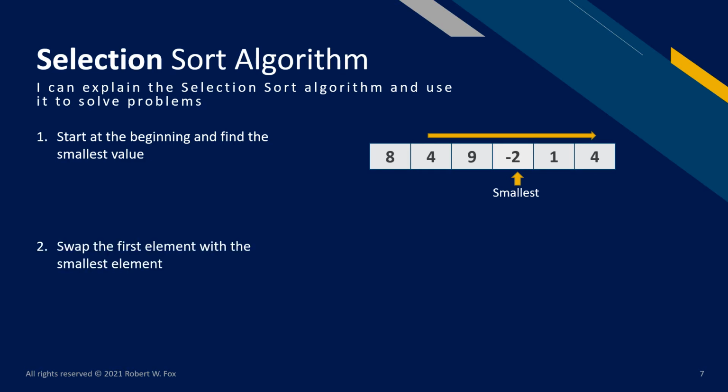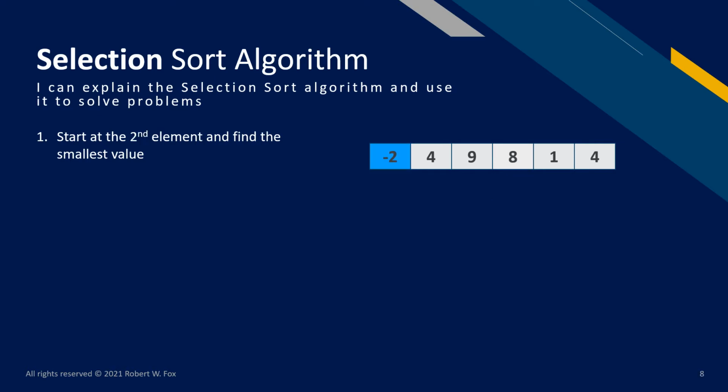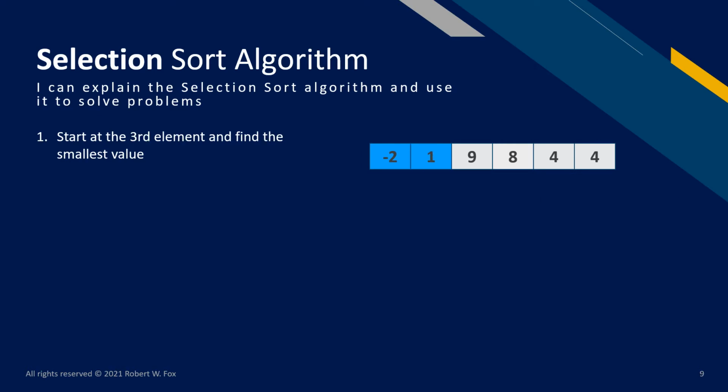Then we're going to swap the first element with the smallest element. So that means that the 8 and the -2 are going to switch places. At this point, we're done with the -2. The smallest element is in place. So we're going to start the process over, but this time starting at the second element. So we're going to search through the array and find the smallest value, which will be a 1. And then we're going to swap the second element with the smallest element. So the 4 and the 1 are going to switch places. The -2 and the 1 are exactly where they need to be.